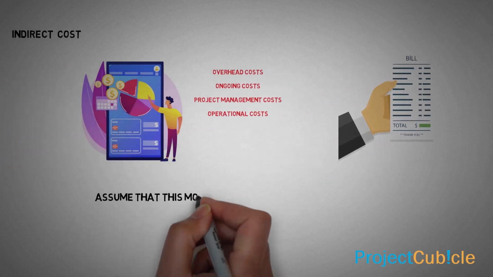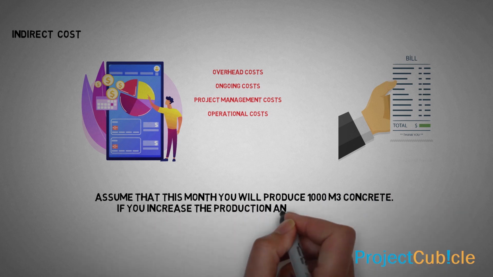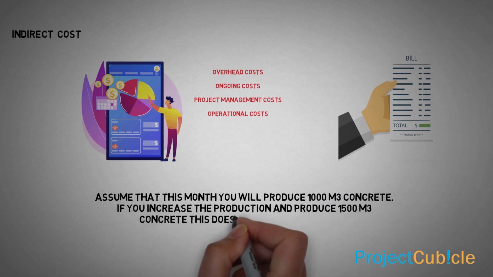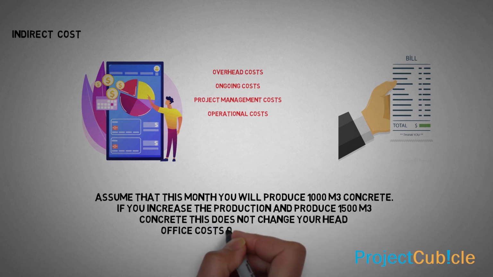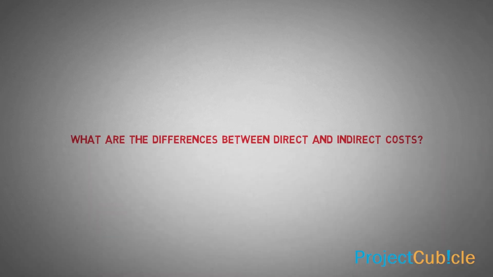Example. Assume that this month you will produce 1,000 cubic meters of concrete. If you increase the production and produce 1,500 cubic meters of concrete, this does not change your head office costs or marketing costs. What are the differences between direct and indirect costs?